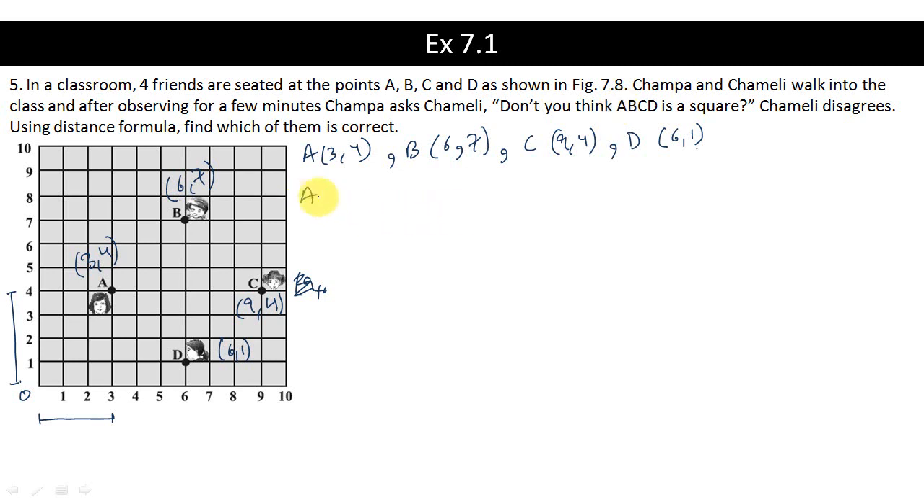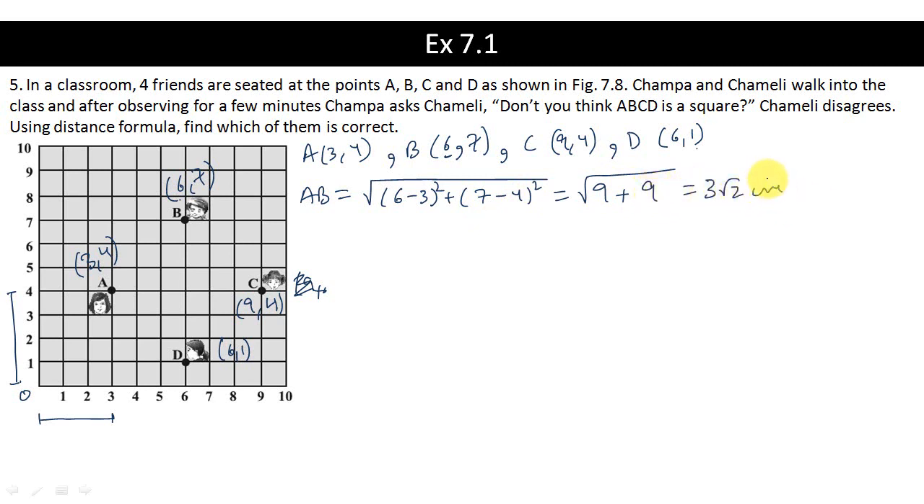So we'll find the distance AB first. AB is under root of (x2 minus x1) square plus (y2 minus y1) square, which is 6 minus 3 square plus 7 minus 4 square. That is under root of 6 minus 3 is 3, 3 square is 9, plus 7 minus 4 is again 3, 3 square is again 9. So this will be under root of 18, or I can simply say 9 into 2. 9 will come out of the root and it will become 3. So the distance AB will be 3 root 2 units.